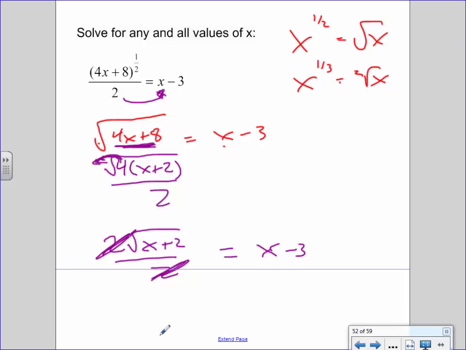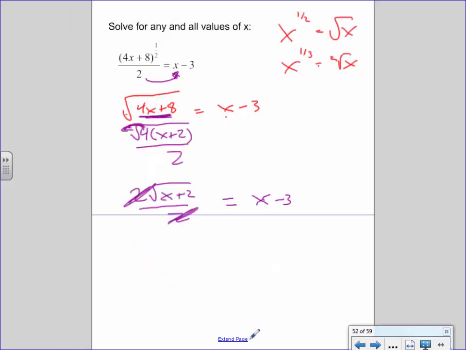Now is the opportune moment. Now when I want to square both sides, square this side, square this side. Here you get x plus 2. Again, here, don't forget to make those middle terms, right? When you FOIL this stuff out, you're going to get x squared minus 6x plus 9.